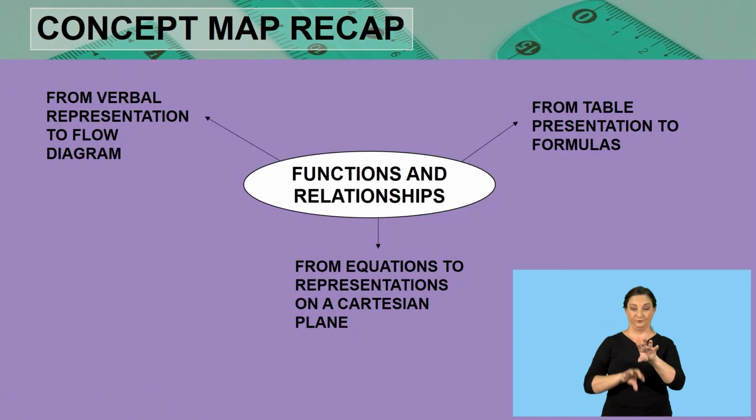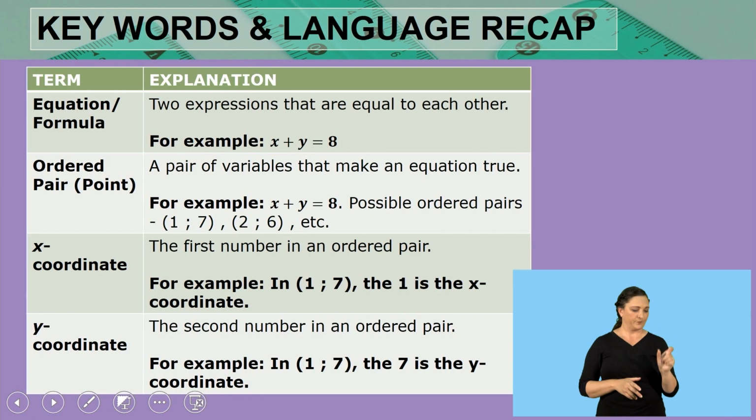We are going to now wrap up our lesson and look at all the things that we learned during the lesson. Firstly, looking at our concept map, remember we were focusing on representations from verbal to the flow diagram. Then we also looked at from the table presentation to the formulas. And lastly, we were looking at from the equations to the representation on the Cartesian plane.